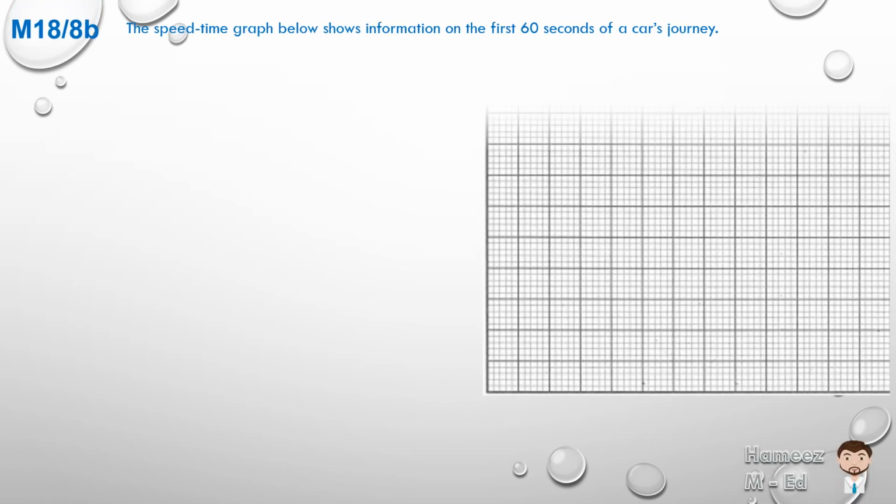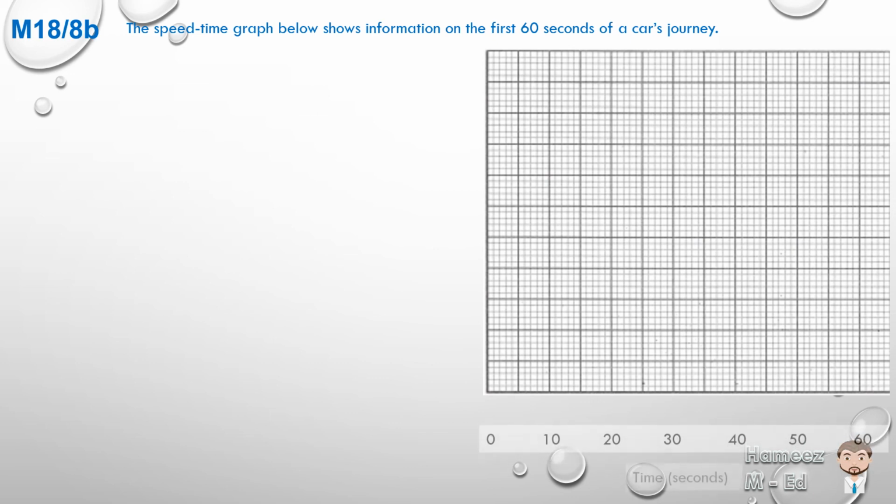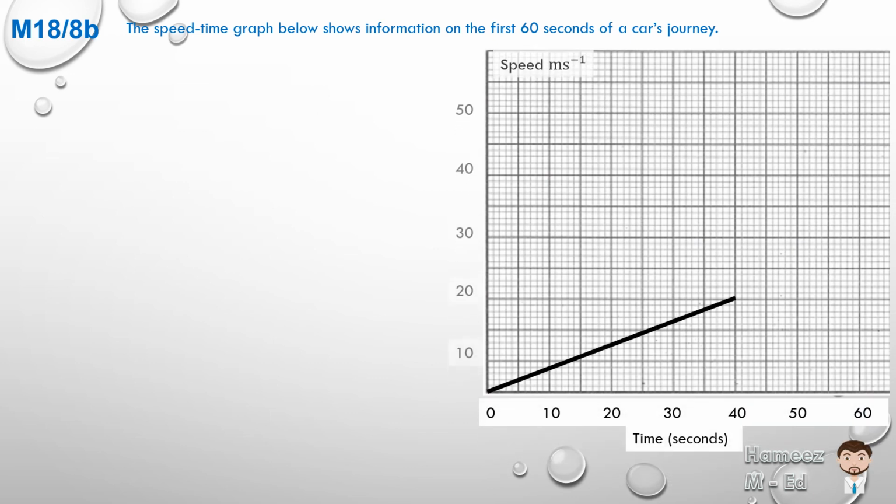May 2018, number 8b. The speed time graph below shows information on the first 60 seconds of a car's journey. If we look at the graph, we can see that there's a straight line for stage A, where the speed was 0, meaning that it was at rest, and the speed increased until it reached 15 for the first 40 seconds. And then stage B took over, where from 40 seconds to 60 seconds, the speed increased from 15 meters per second to 40.